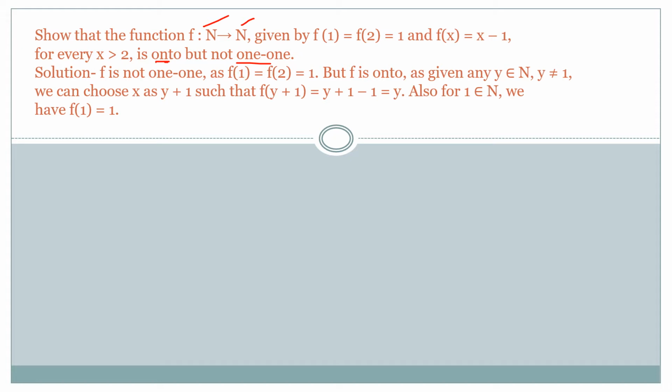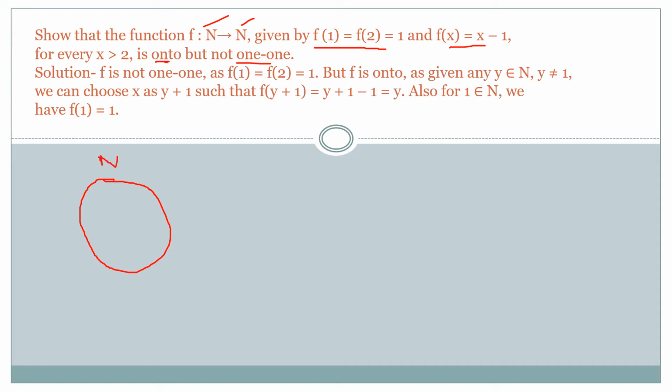So how is this function defined? 1 and 2 both have the same image, that is 1, and for x greater than 2 the function is defined as x minus 1. So we have to show that this function is not 1-1. You can see here that 1 and 2 both have the same image, and we have said that for a function to be 1-1 all the elements must have distinct images.